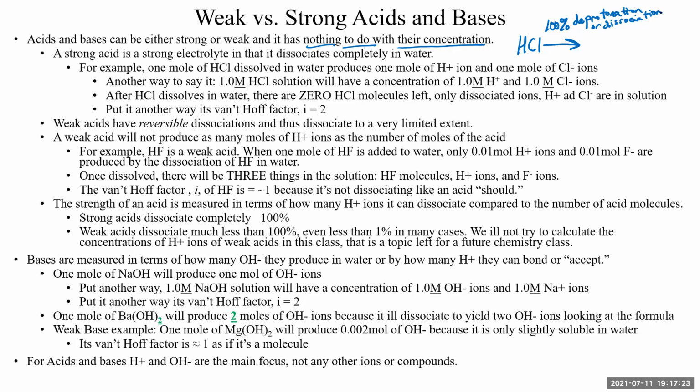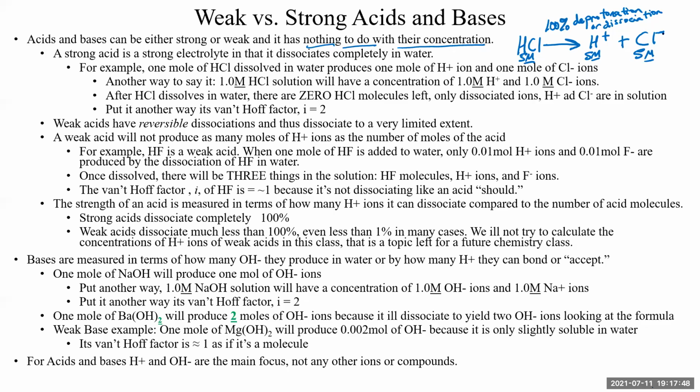So 100% dissociation means that every single hydrogen chloride that enters the water will produce one hydrogen ion and one chloride ion. Therefore, if we have 5 molar hydrochloric acid, we have 5 molar hydrogen ion and 5 molar chloride ion. We have 5 molar concentrations of each of the ions.